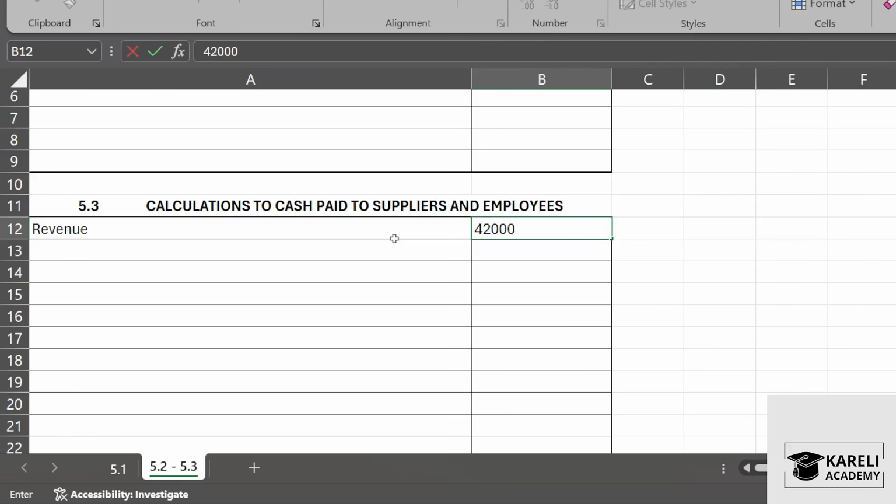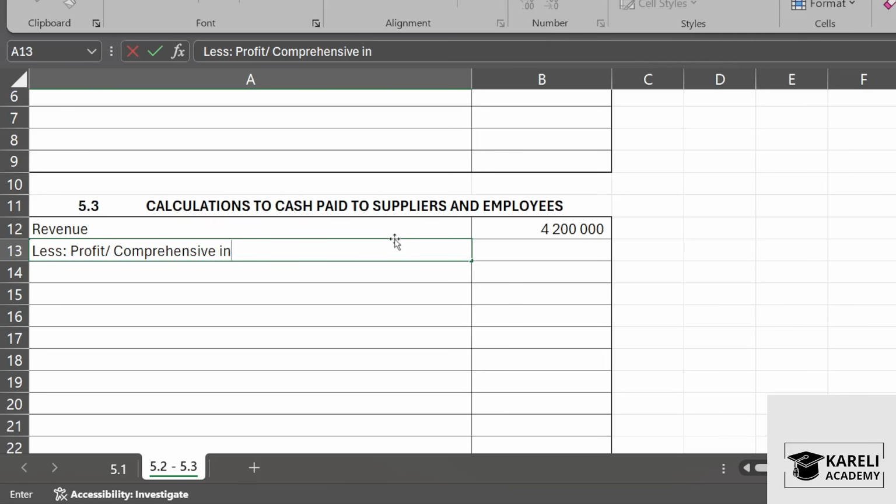It's 4,200,000. What else do we need? We must subtract profit for the year, or we must subtract comprehensive income for the year.